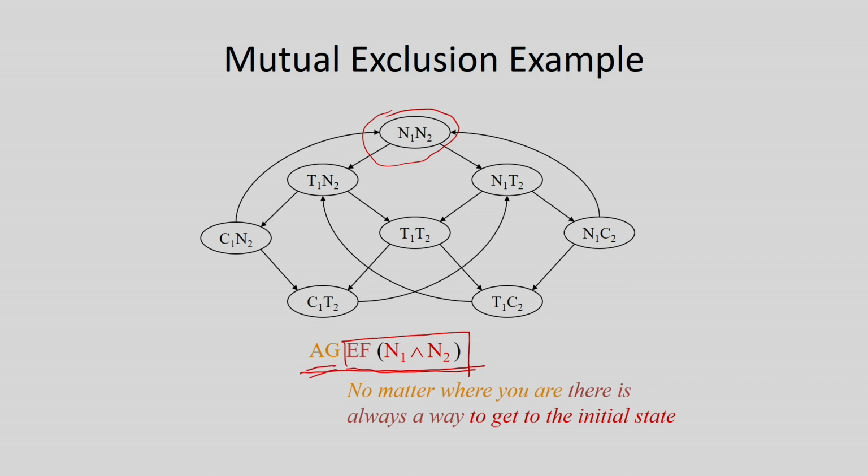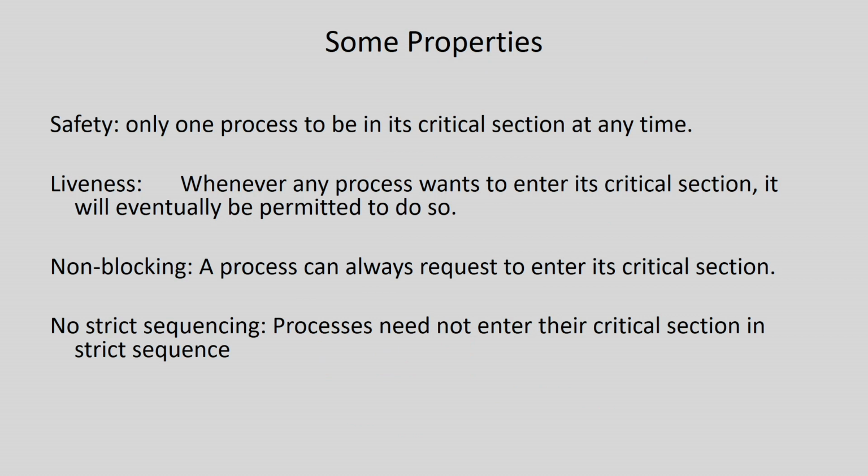So, such a property is specified with the help of a temporal logic formula. Whatever property we are going to check that my system should satisfy, we have to represent with the help of a CTL formula. So, for such a mutual exclusion problem, there are some basic properties it should satisfy. So, what are those properties?